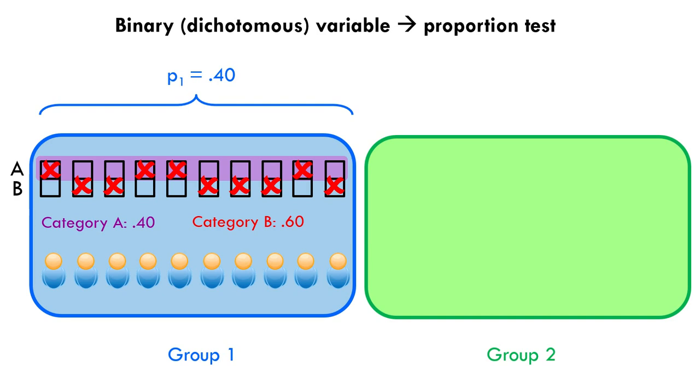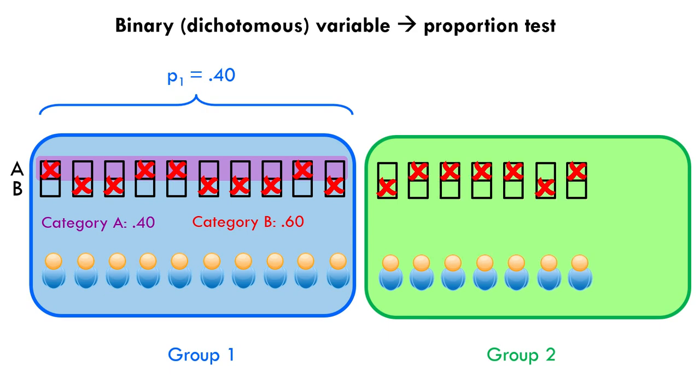So let's say that we choose to focus on the proportion of A's, of people in category A. So then P1 is 0.4. The sample proportion in group 1 of A's is 0.4. Now we could have gone with B's, then it would be 0.6, but you've got to be consistent. Let's stick with A.